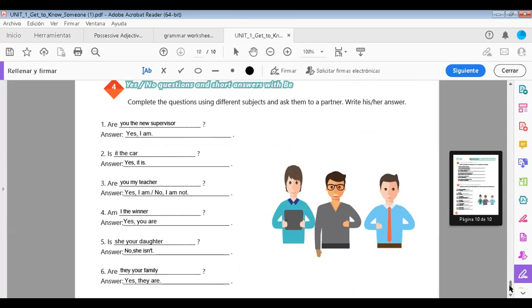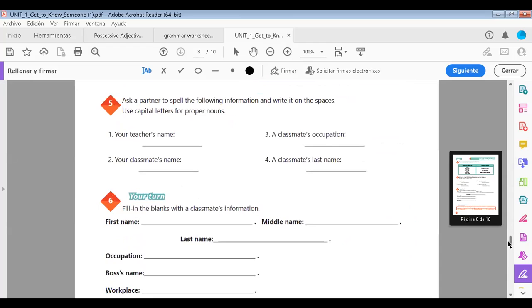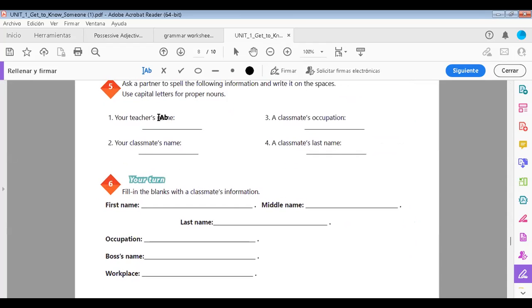Okay, perfect. So, in here, you only have to complete this with some details. Your teacher's name. In here, you have to write that teacher's name. You write, I don't know, Professor Austin. A classmate's occupation. You mention a classmate's occupation. For example, let's say William is a doctor. I don't know, William, are you a doctor?